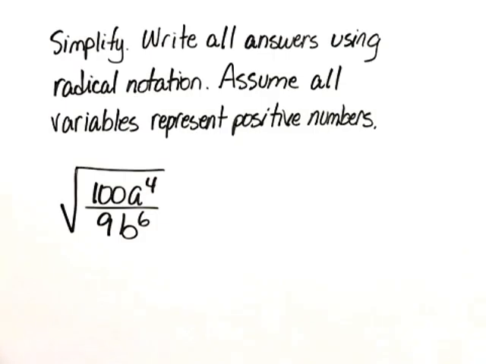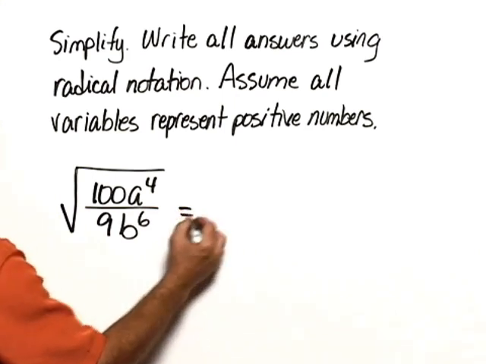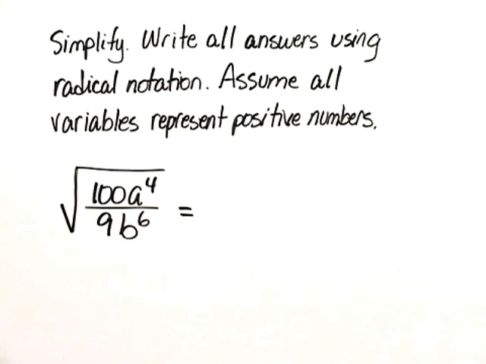Simplify. Write all answers using radical notation. Assume all variables represent positive numbers. The square root of the quotient 100a to the fourth divided by 9b to the sixth. We'll begin this by rewriting this as the quotient of two radicals.